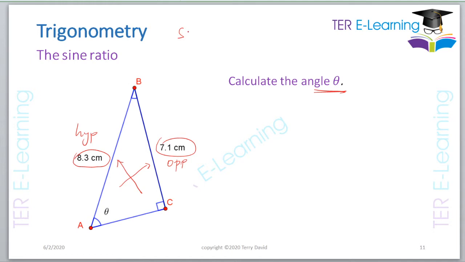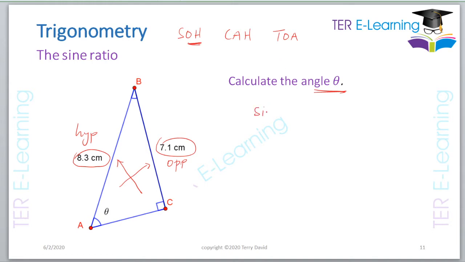So keep in mind, SOH, CAH, TOA, right? So I have opposite and I have hypotenuse. So obviously, because I have those two things, I'm going to use sine. So this is how you write up your answer for this particular question.